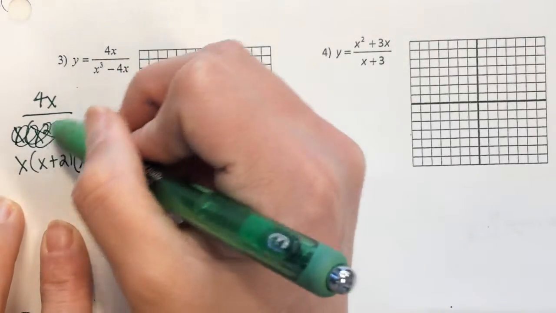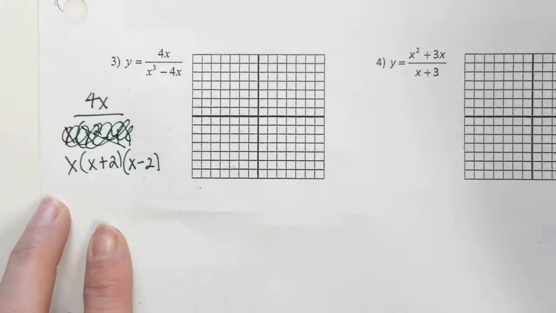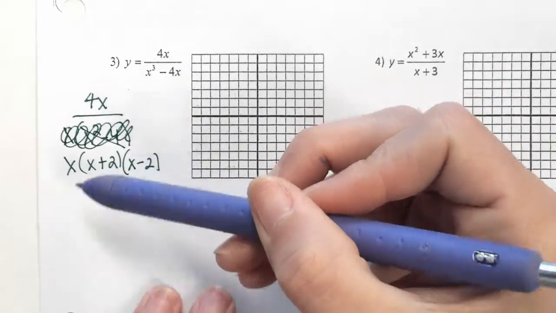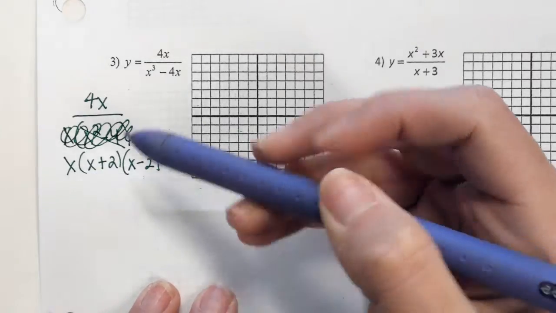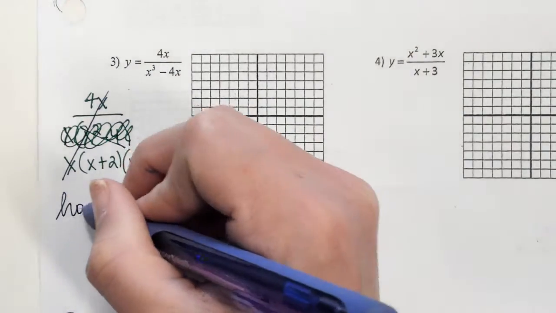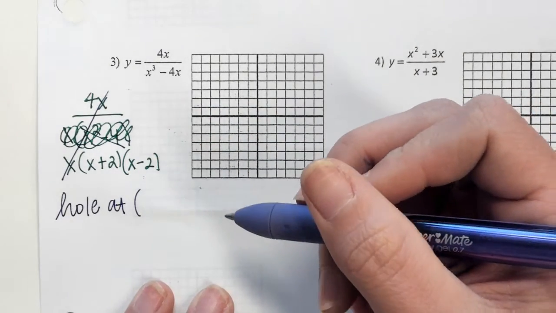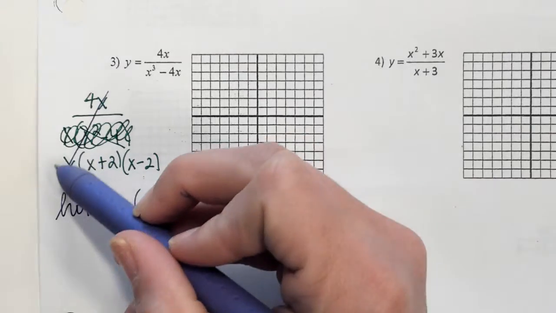Alright, let me cancel or scratch out this bottom. Amy, anything cancel out? Yes, this x and this x can cancel, right? Okay. So do I have a hole? Yes. If something cancels, I have a hole. What's my x value? Yes, because if I set this equal to 0, I'll have what?